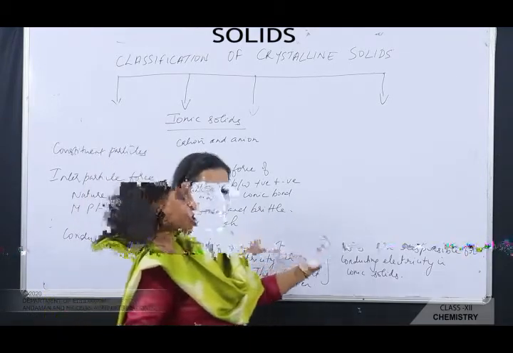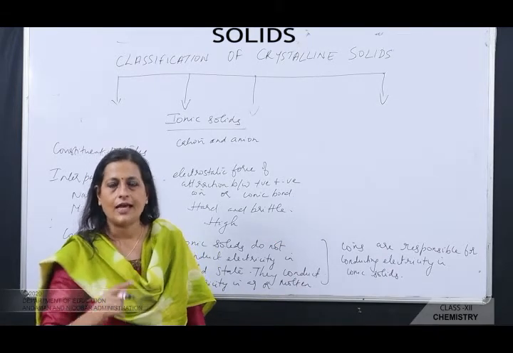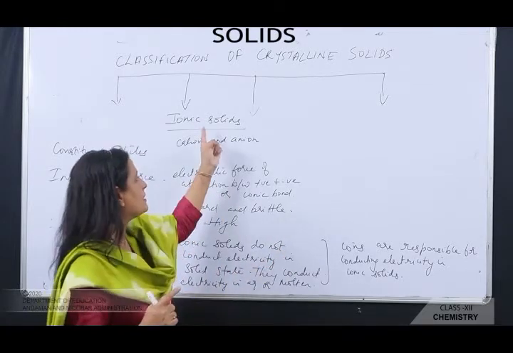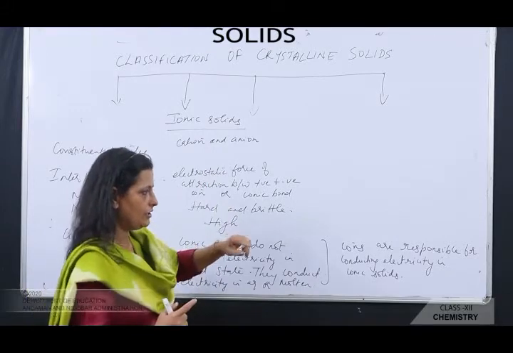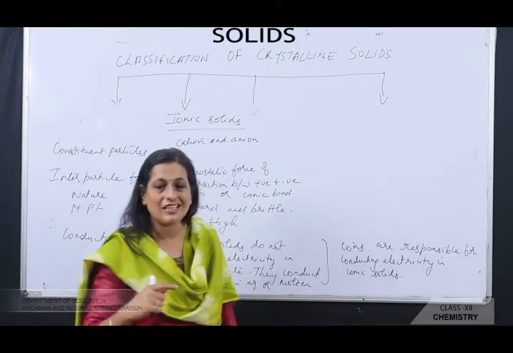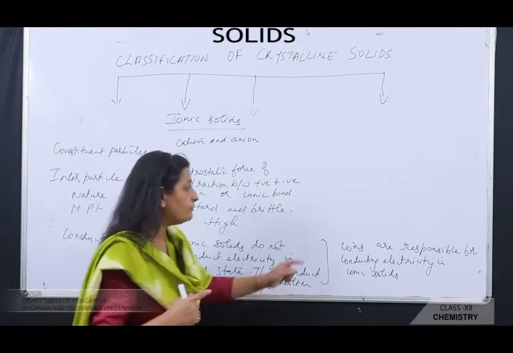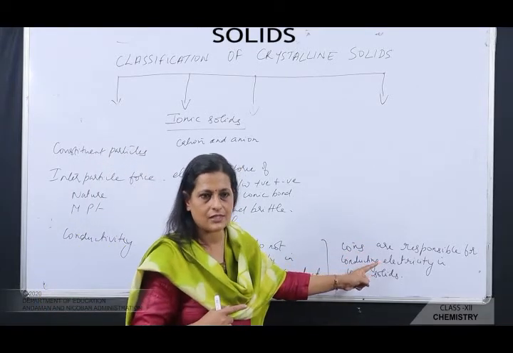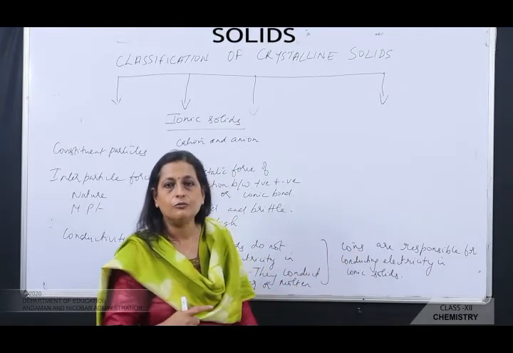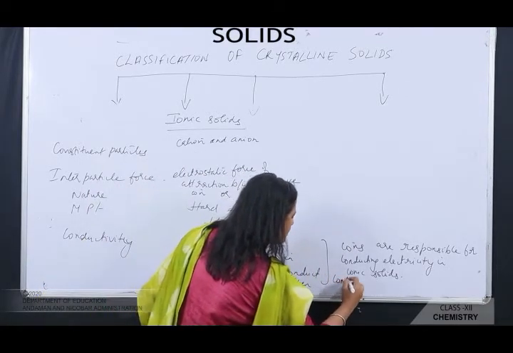So, when you increase the temperature, the movement of the ion increases. So, what will happen to conductivity of ionic solids? It increases, because you'll get questions related to temperature change and conductivity in case of ionic solids as well as metallic solids also. Conductivity is increasing. Why? Because the movement of ion increases with increase in temperature. It's a very important point.